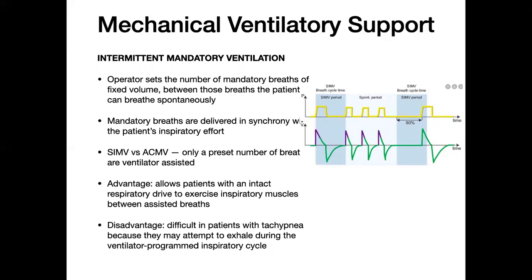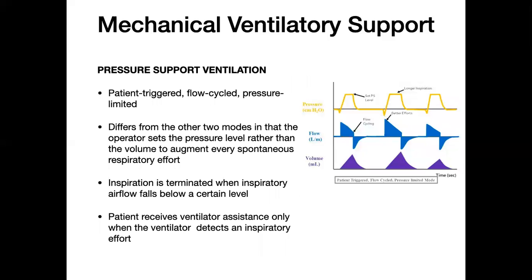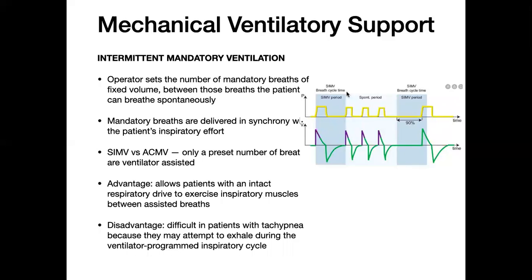So the other form of mechanical ventilation is the intermittent mandatory ventilation. Here, the operator sets the number of mandatory breaths of fixed volume. Between those breaths, the patient can breathe spontaneously. So in the synchronized intermittent mandatory ventilation, with a set number of breaths per minute, the ventilator would assist. But in between these assisted breaths, the patient is allowed to have spontaneous respiration.